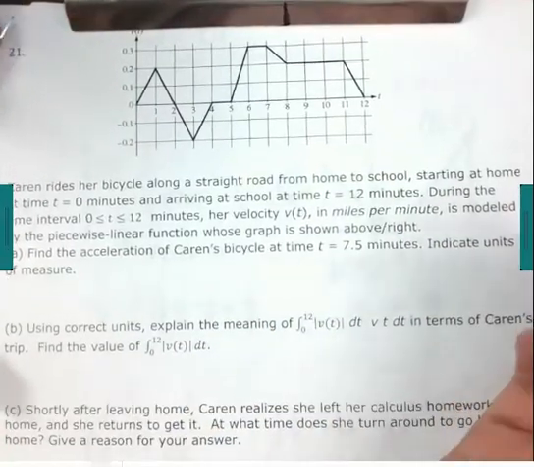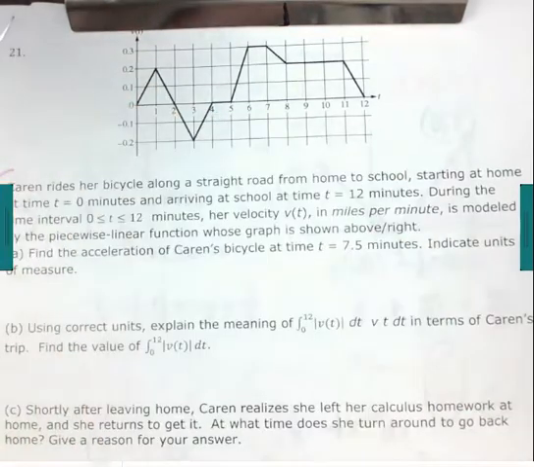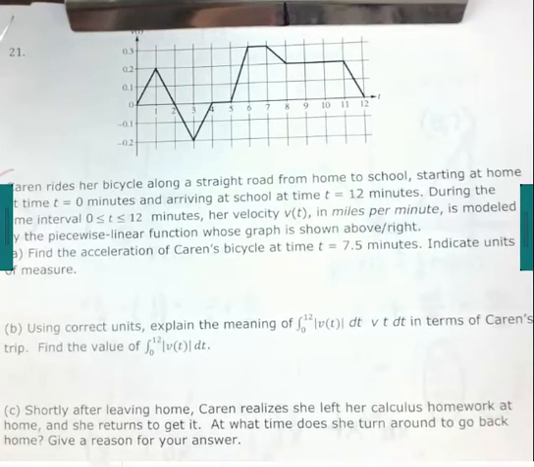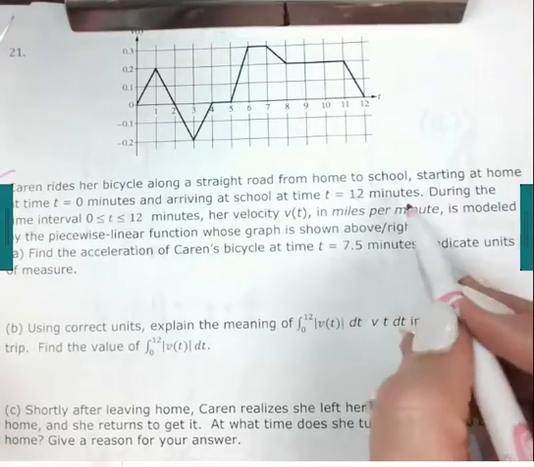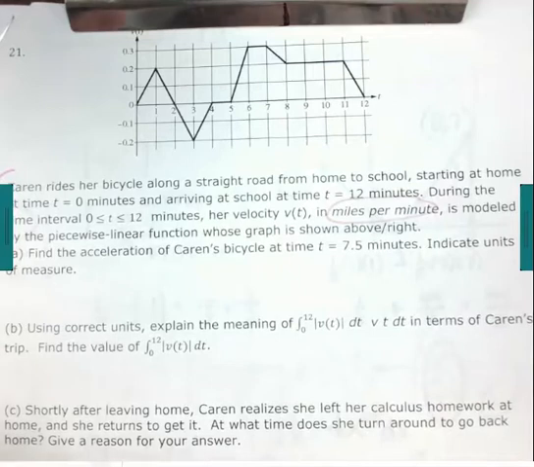Okay, hard aim. Okay, so it says, Karen, she's riding her bike along the road from home to school. Okay, then it says she arrives at school at 12 minutes. During the interval, her velocity in miles per minute is modeled by the piecewise function. Okay, guys.